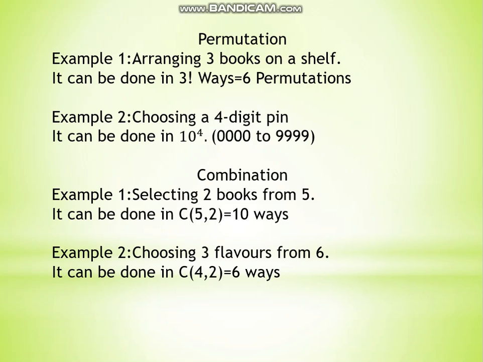In example number 2, choosing 3 flavors from 4. So either of the flavors we are choosing. Out of 4, the combination will be 4C3 actually. It can be done in 4C3 ways. So this is an example of combination.